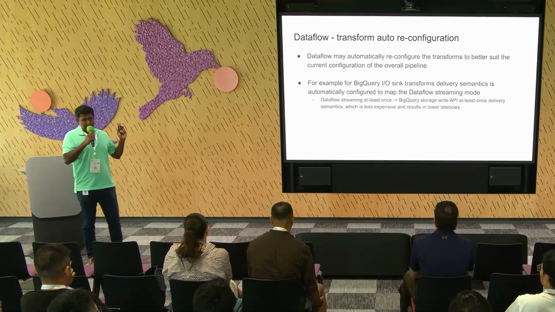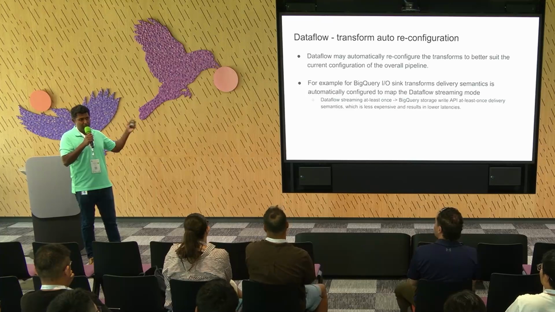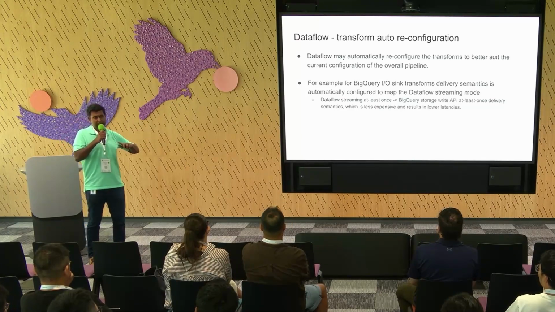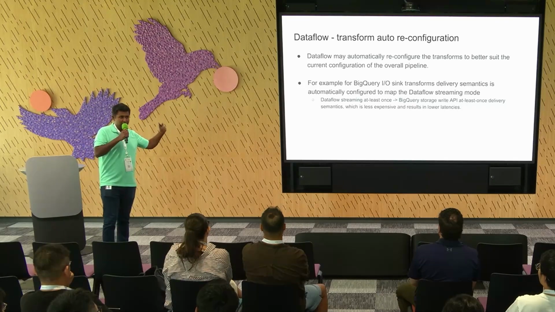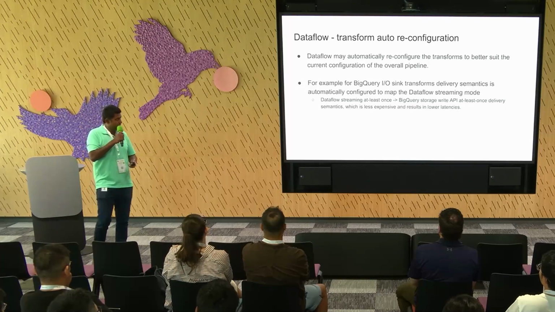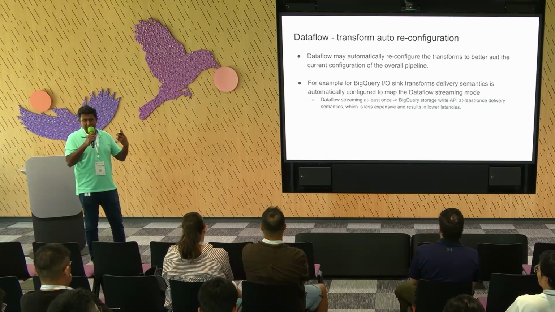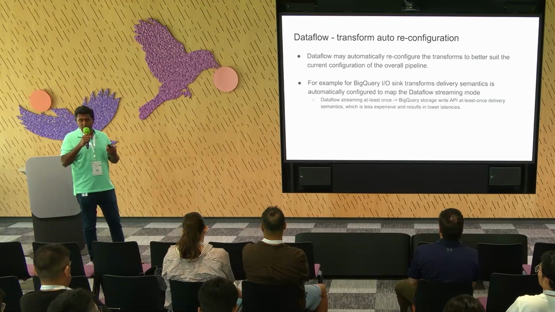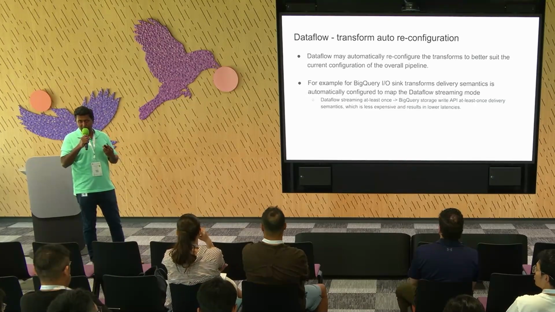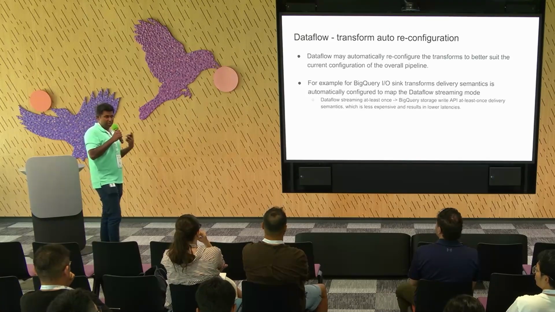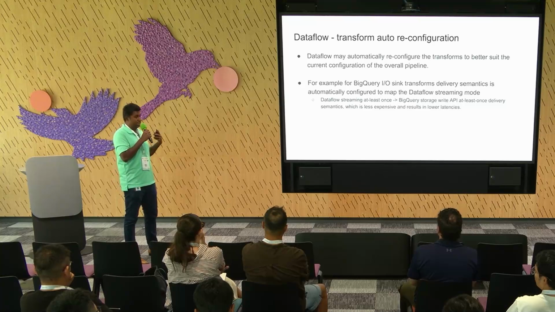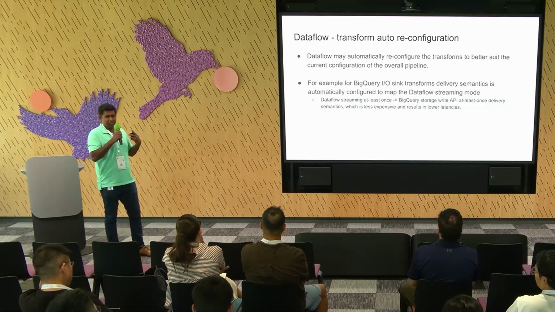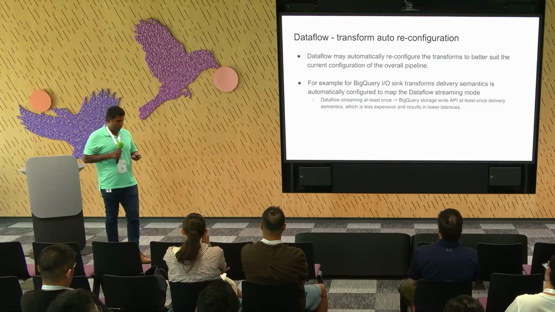So if you have your Dataflow pipeline already in at-least-once mode, it doesn't make much sense to have your BigQuery connector in exactly-once mode, because the rest of the pipeline is only at-least-once guaranteed, right? So we dynamically reconfigure this transform to use the at-least-once mode. This is beneficial because in that mode, your connector will be less expensive, and it'll result in lower latencies.